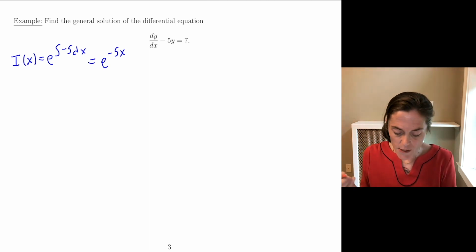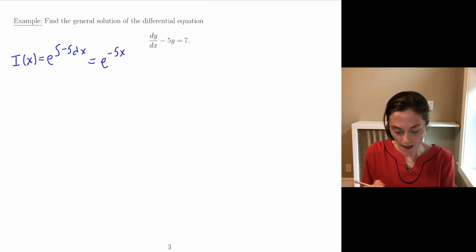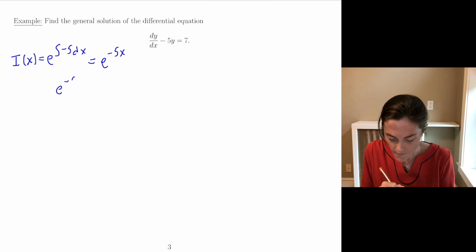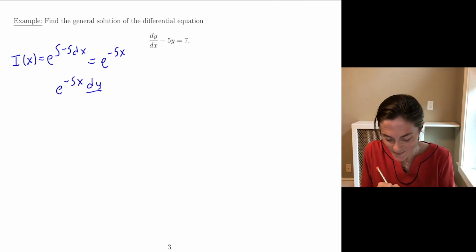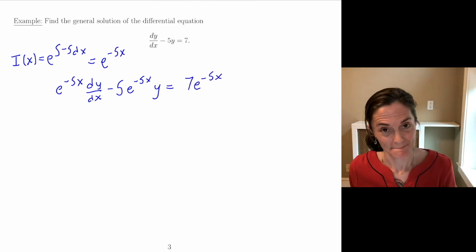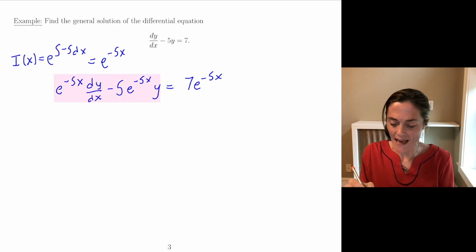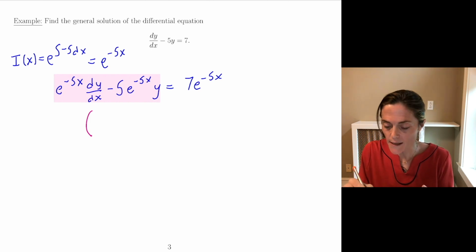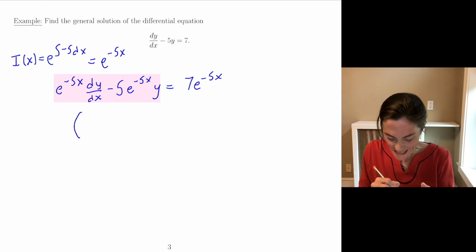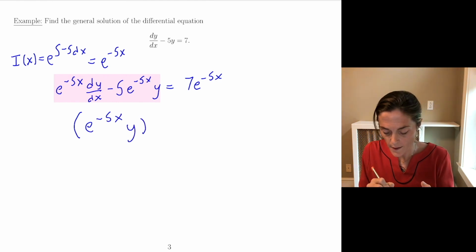Okay, so now let's multiply through the whole differential equation by e to the minus 5x. We have e to the minus 5x dy dx minus 5 e to the minus 5x y is 7 e to the minus 5x. Well, here's our product rule we're staring at. You see, the left-hand side is e to the minus 5x, and then we have y prime.